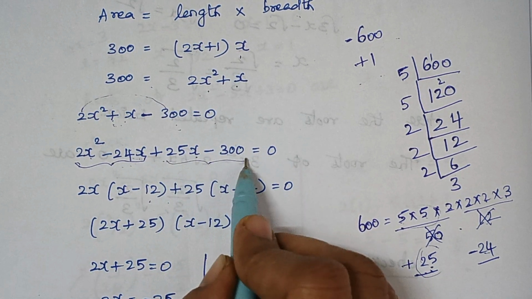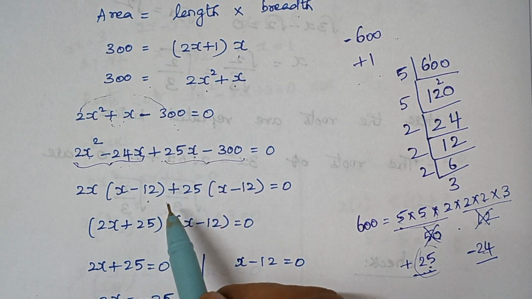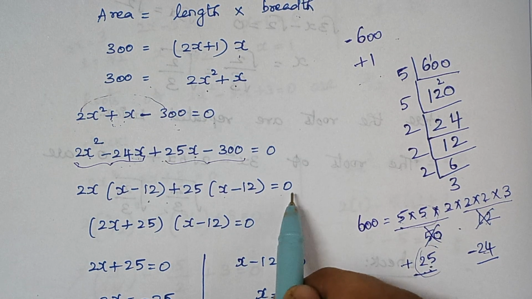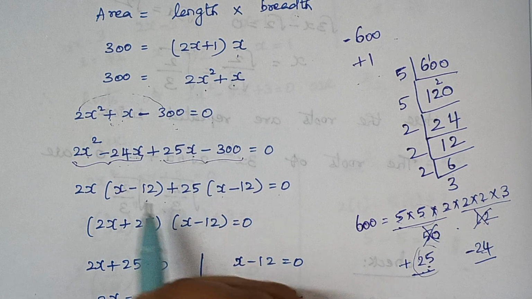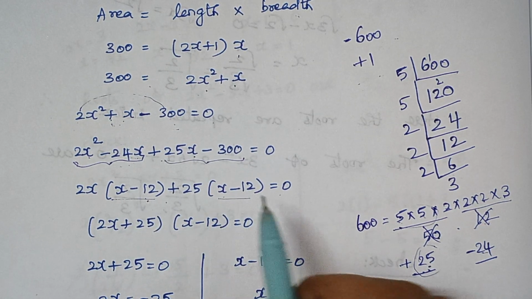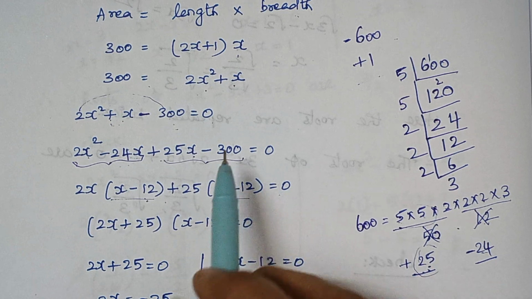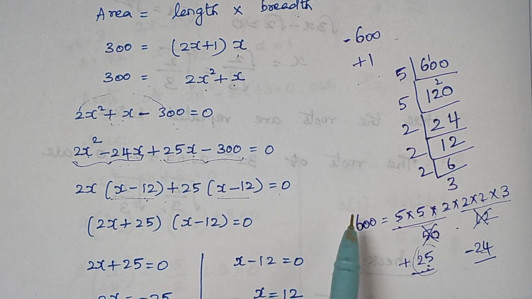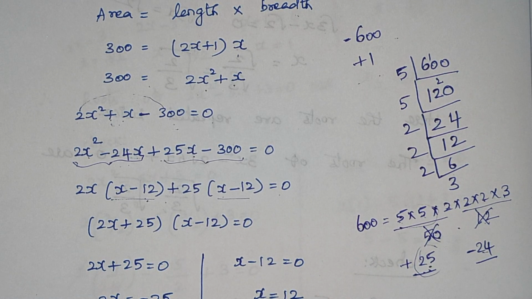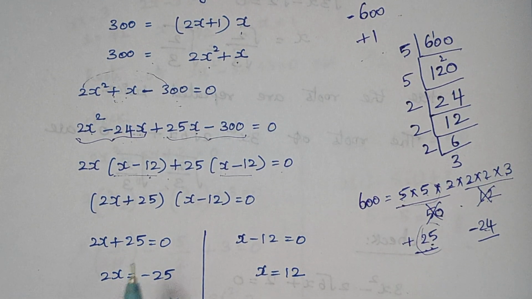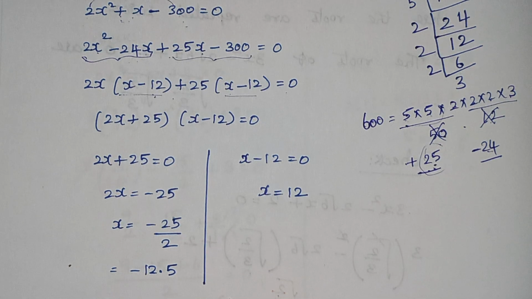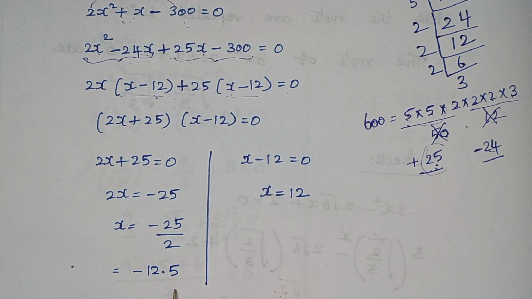And when you look at these two numbers, we can take 25 outside. So, when you take 25 outside, here the term is again x minus 12, which is equal to 0. So, always keep in mind this term should again repeat here with the same sign. Now, when you take this term commonly outside, the remaining term will be 2x plus 25. Now, we are going to equate these individual terms to 0. So, 2x plus 25 is equal to 0. Therefore, 2x is equal to minus 25 and therefore, x is equal to minus 25 by 2. So, here the answer is minus 12.5.